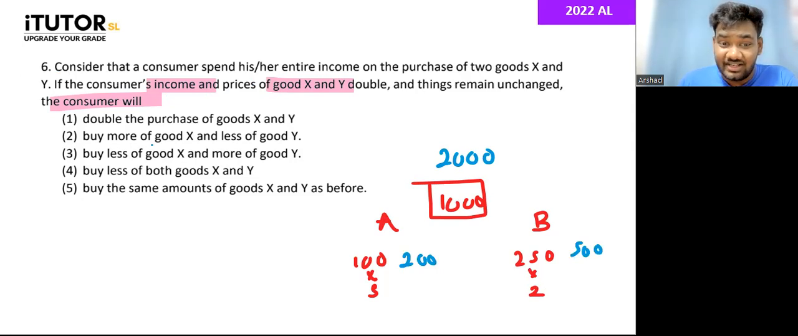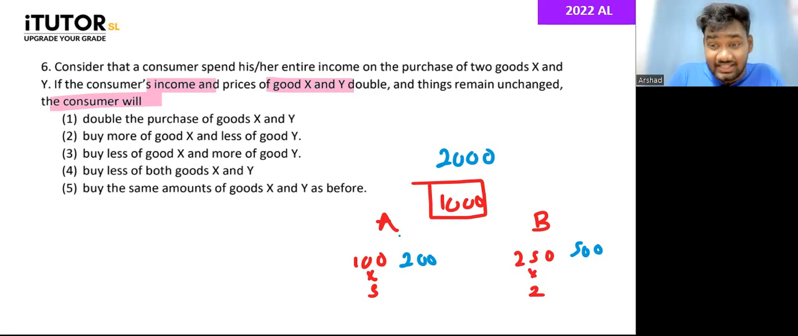The options are: the consumer will double the purchase of goods X and Y. Can he double the purchase of X and Y? Buy more of X and less of Y. Buy less of X and more of Y. Buy less of both goods. Buy the same amount of goods X and Y as before. Use a little common sense and give me an answer. Income has also doubled. Prices have also doubled. Think. Income has doubled, but prices also doubled.